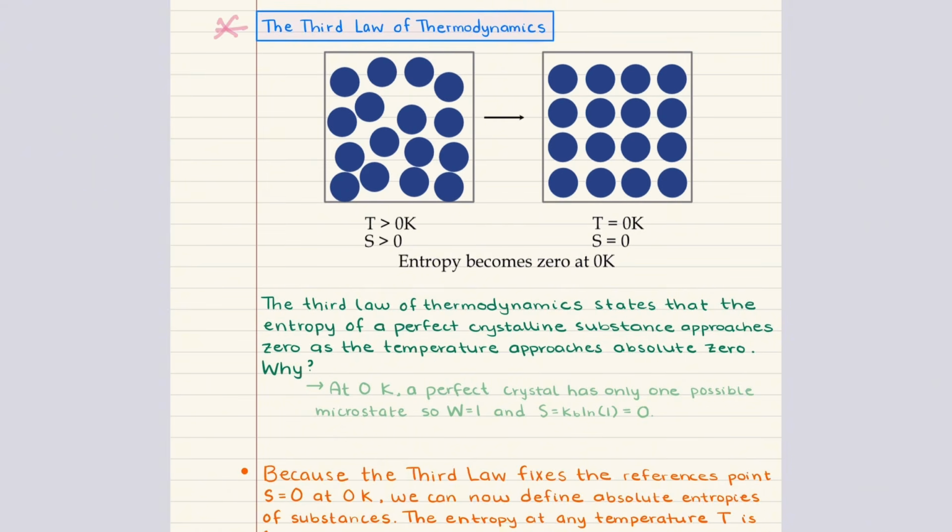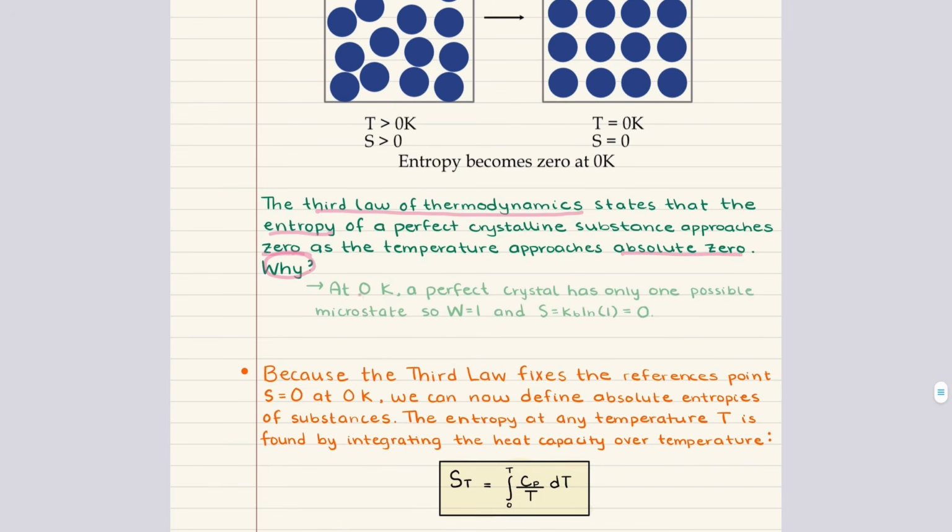The third law of thermodynamics says, as the temperature of a perfect crystal approaches absolute zero, its entropy approaches zero. Why? Because at 0 Kelvin, a perfect crystal is completely ordered. Every molecule sits in a single well-defined arrangement. And in statistical language, there's only one accessible microstate.